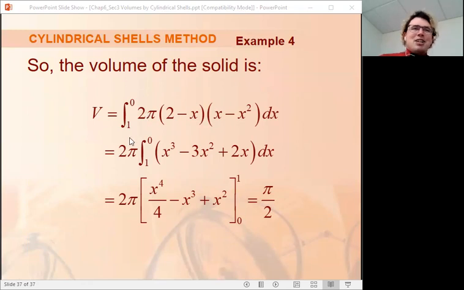Again, I'll pull out my 2 times pi. I will FOIL my two different polynomial factors together. That leaves me with, looks like a degree 4 this time around, but degree of a polynomial never stopped me from finding an antiderivative. I evaluate at 0 and 1. Fundamental theorem of calculus tells me this volume is equal to pi divided by 2.